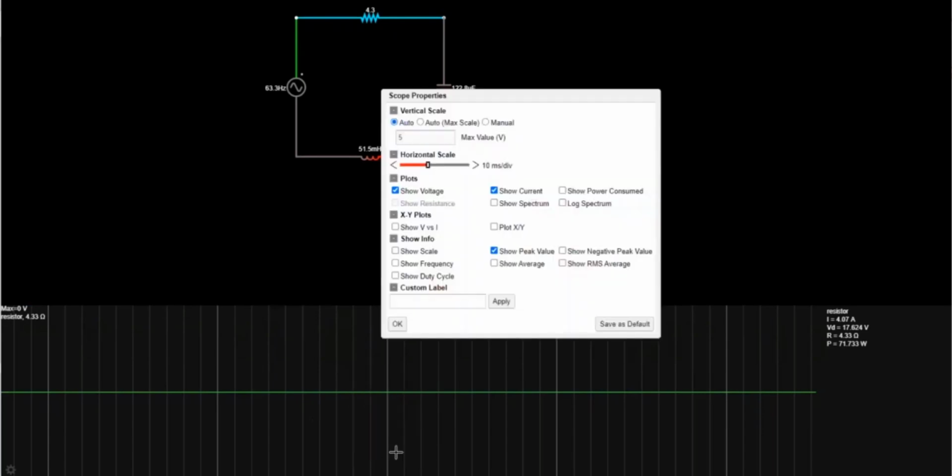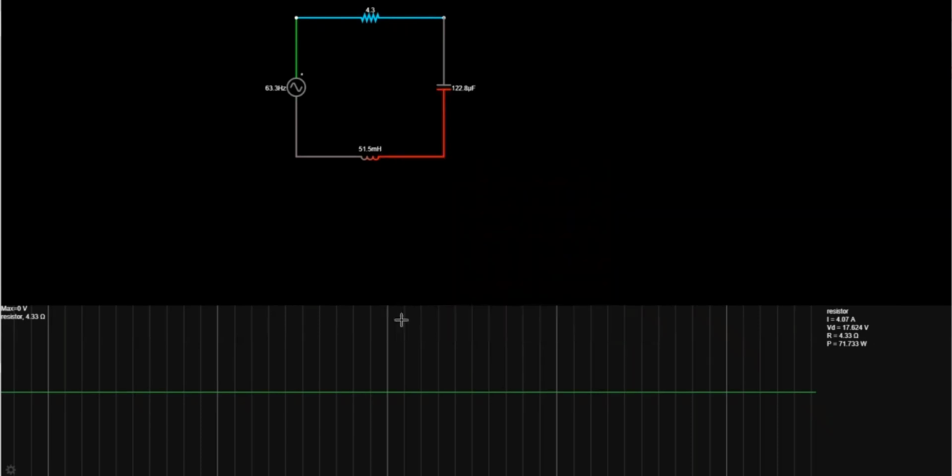Right click anywhere on the scope area. Say properties, and the only blue check mark, it's like Twitter, the only blue check mark is going to be show average, was it? I think so. Show current. Yeah, that's it, I guess. These are the only two. Show power consumed, show average. Okay. Those are the two blue check marks.